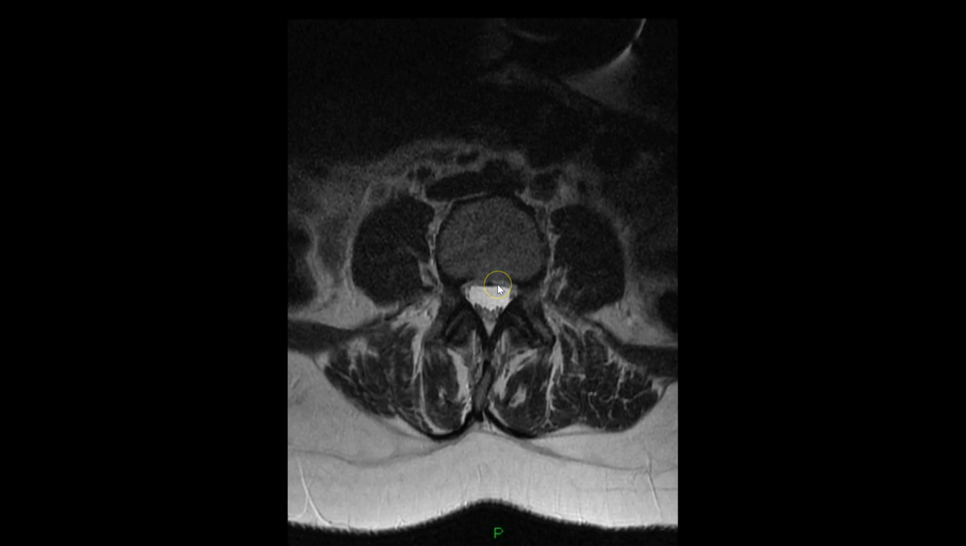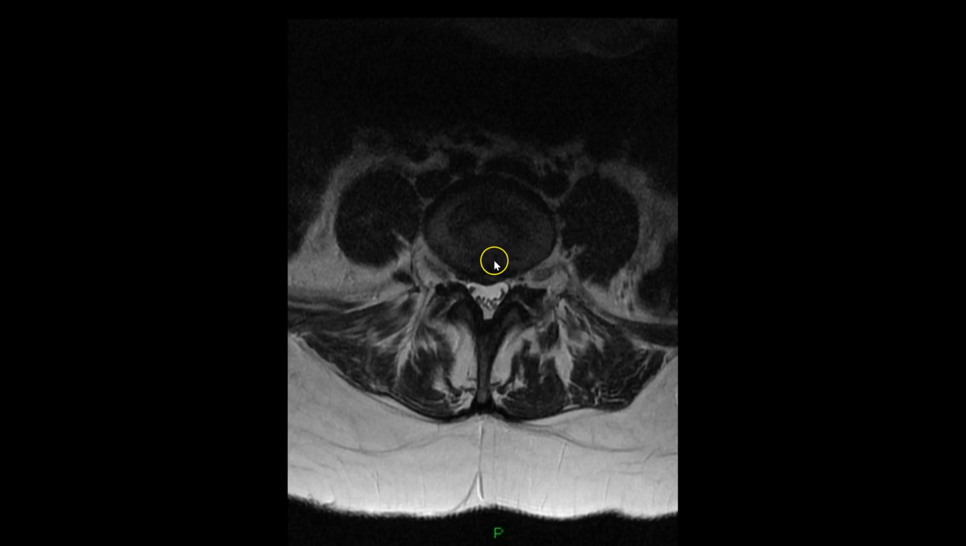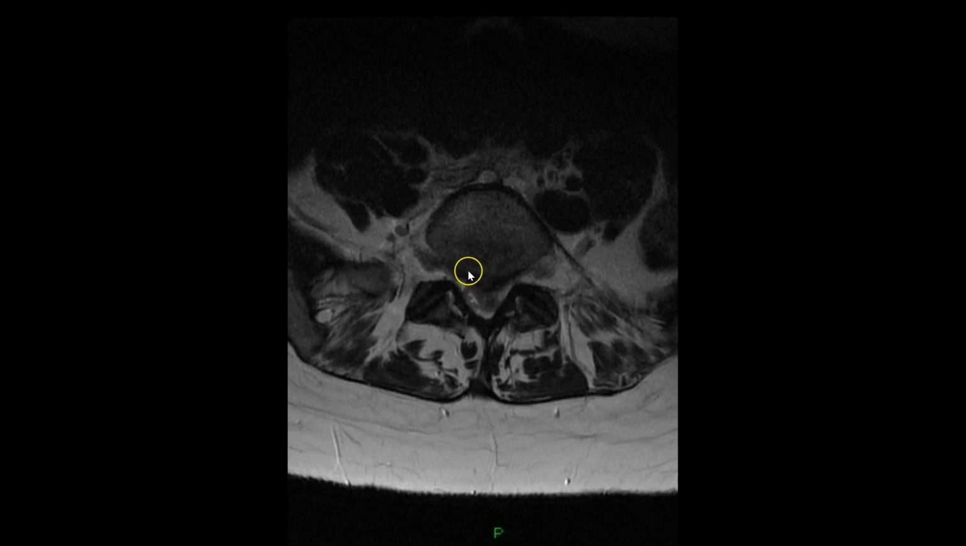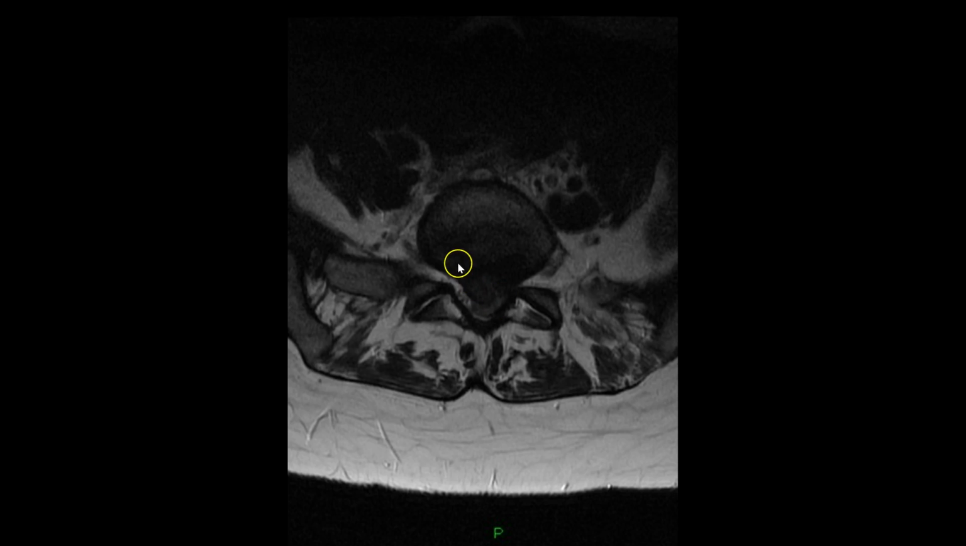On the axial image, we'll scroll from top to bottom. Here's the L4-5 level, small midline protrusion. Here it is here. And then at the L5-S1 level, the extensive, right here, midline protrusion.